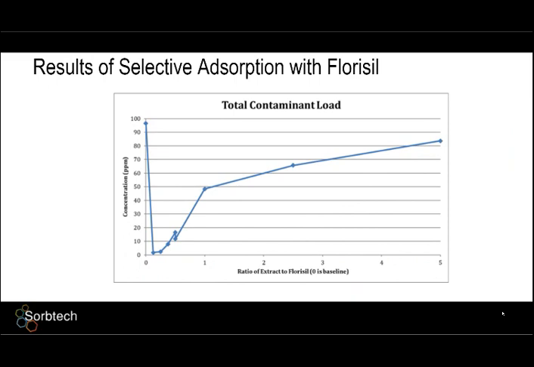Now, what we did was we took our initial sample, which I already showed you the results, and there's not quite 100 ppm of the total contaminants. The total contaminants are listed on the y-axis, and on the x-axis is the ratio of the extract to the amount of Florisil. We kept the amount of Florisil constant and increased the amount of cannabis extract we passed through it. And you can see that at about 12.5%, we got 98.2%.